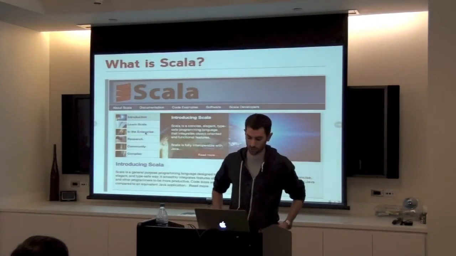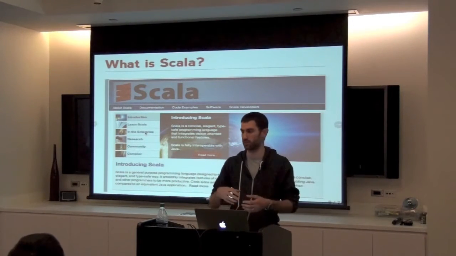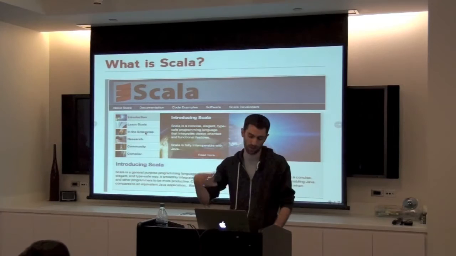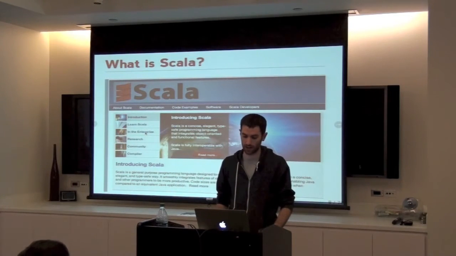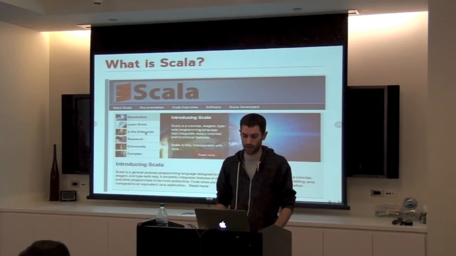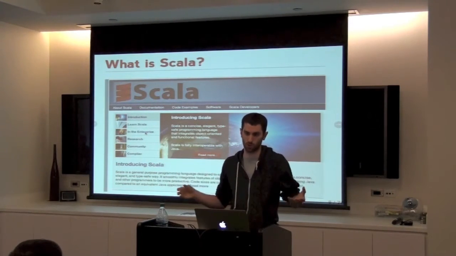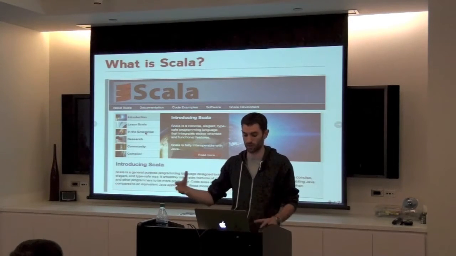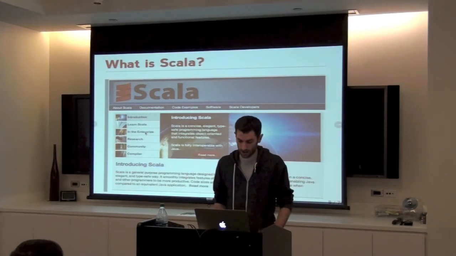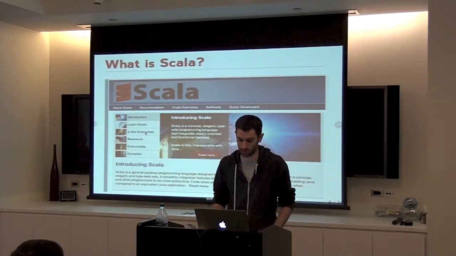One of the big selling points of Scala is that it's a JVM language. It's fully interoperable with Java. It's completely seamless, and I'll show examples of that. It runs on the JVM, you can call Java code from it, and in addition to being a traditional object-oriented language, you can also do a lot with functional programming. That's how I would summarize what Scala is.